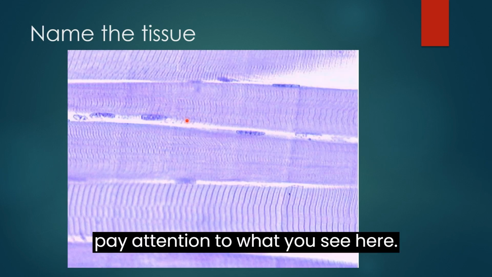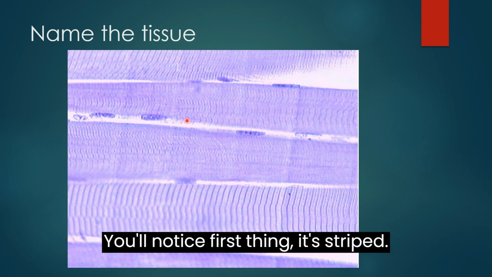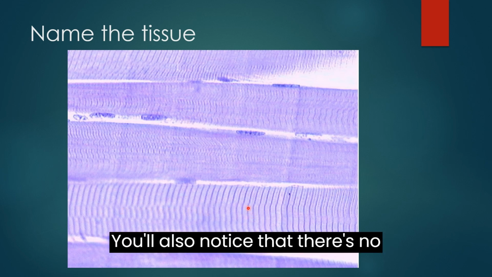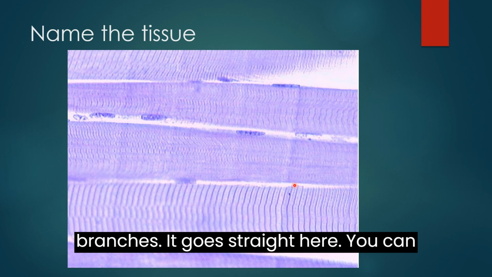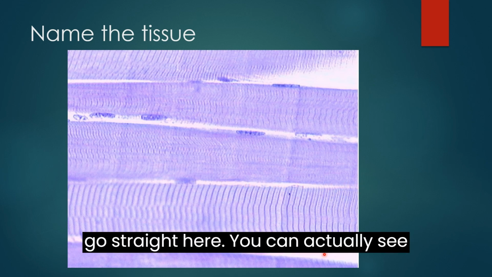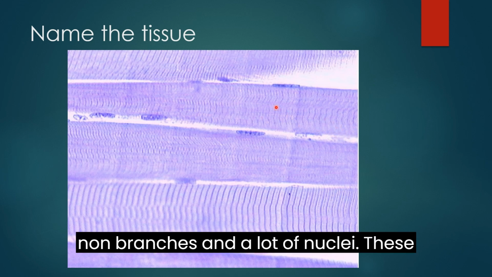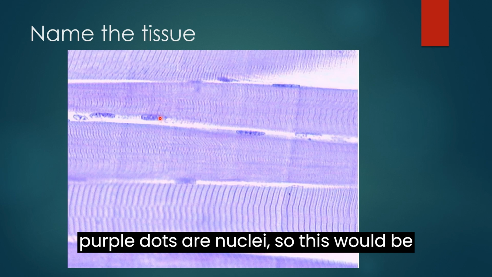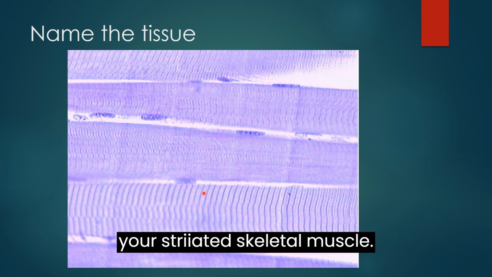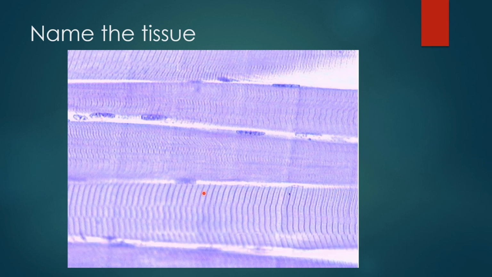So now that we talked about the tissue, I want you to pay attention to what you see here. You'll notice first thing, it's striped. You'll also notice that there's no branches. It goes straight here. You can actually see it straight here. So it has striped, non-branched, and a lot of nuclei. These purple dots are nuclei. So this would be your striated skeletal muscle.